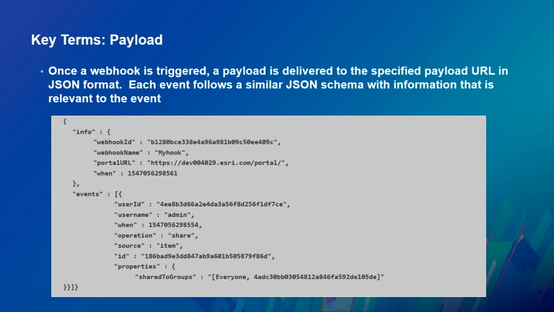under info, and that gives us the portal that the webhook was delivered from and a timestamp, as well as some information about the events. We can see here that an item was shared by a user named admin, and it was shared to everyone and to a specific group specified by the group ID. These payloads are intended to be thin. If there's more information you need, the idea is you'll call back into Portal to find that information out.